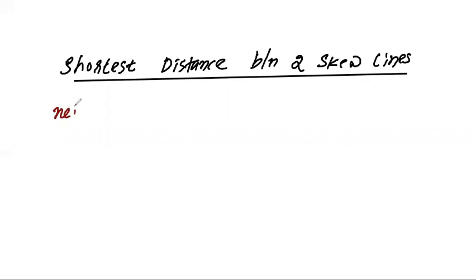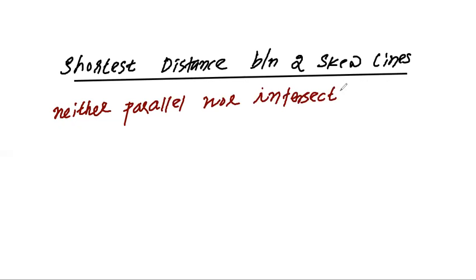Skew lines are lines that are neither parallel nor intersecting. Normally, we know that if you're plotting two lines in 2D, either they will be intersecting or they are parallel. But skew lines means they are neither parallel nor intersecting. In this topic, we are going to evaluate the shortest distance between them. It's very important. All of you listen here.